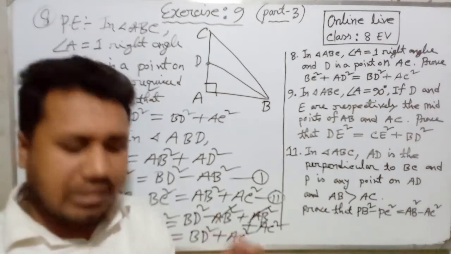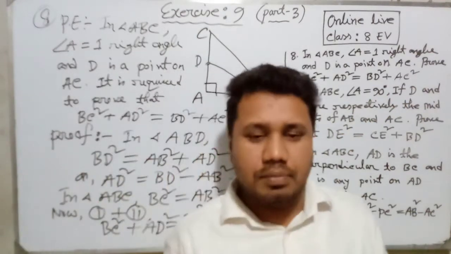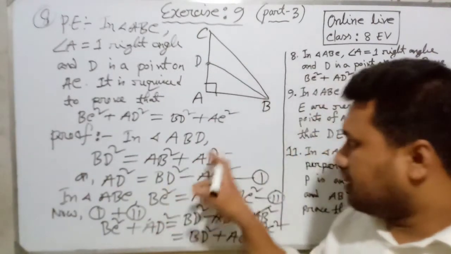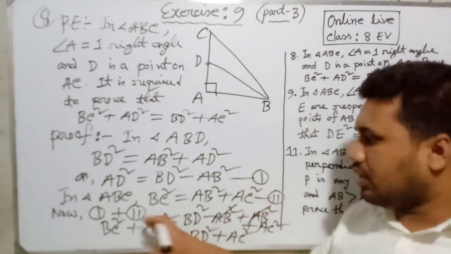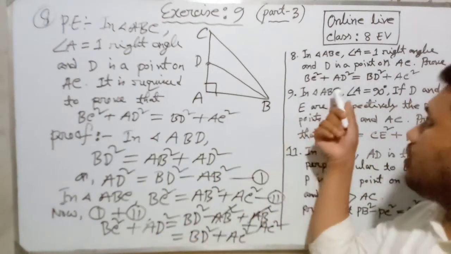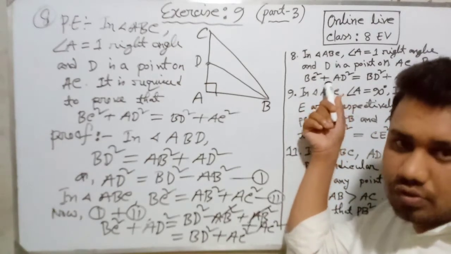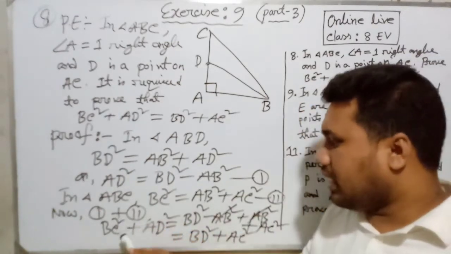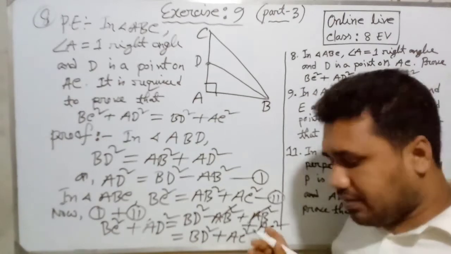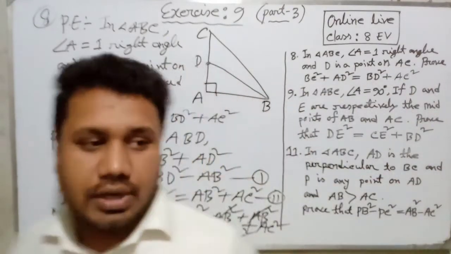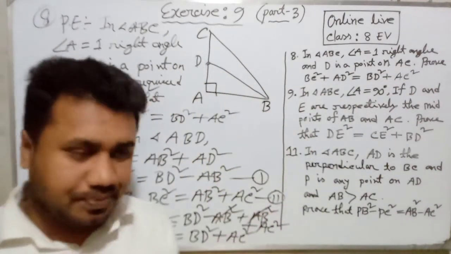Very simple, you just have to apply the Pythagoras theorem. This is equation 1 and this is equation 2. Now why do we have to add? Look, our question requires us to prove this, and there is a plus sign, so if we add, then we will get our answer. Very simple. Now dear students, we can go to our problem number 9.